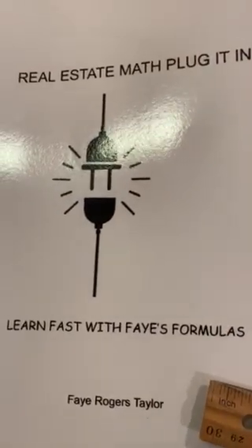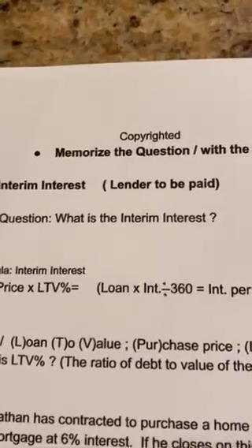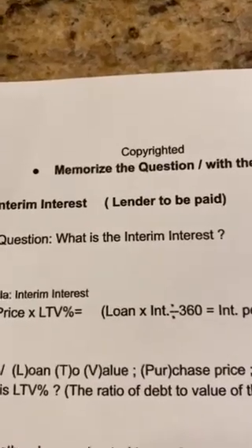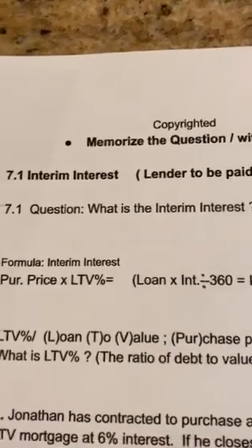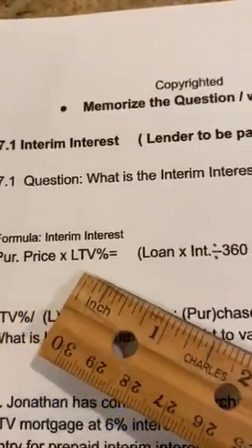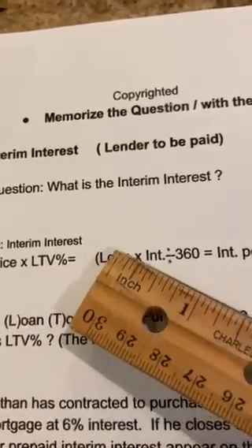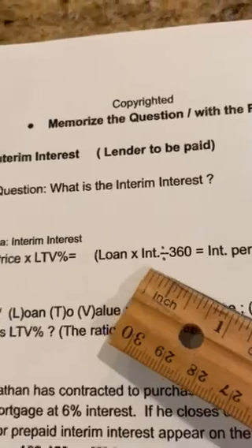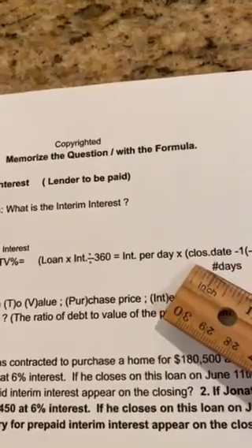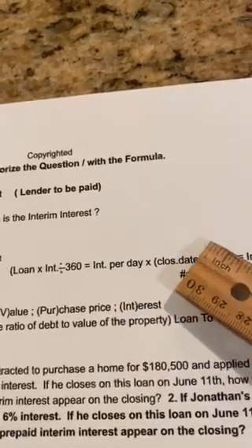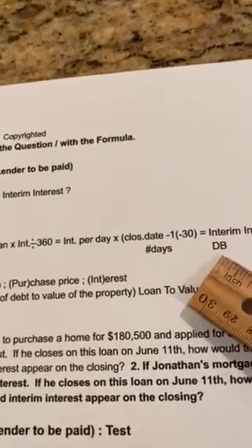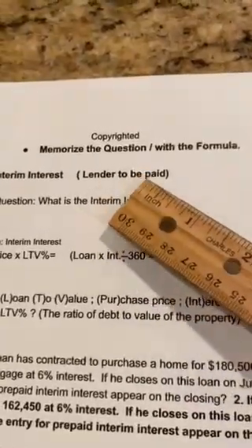Faye Rogers Taylor. Do you really know your formula for interim interest? You need to know this formula. So if you do not know it, then you need to practice it today. The formula: purchase price times LTV percent equals, skip a space, parentheses, loan times interest divided by 360 equals interest per day times, in parentheses, closing date minus 1, parentheses, minus 30, parentheses, equals interim interest, debit borrower, and it is the lender to be paid.